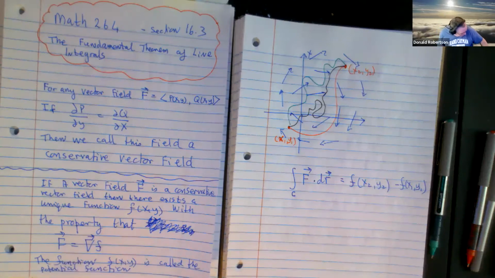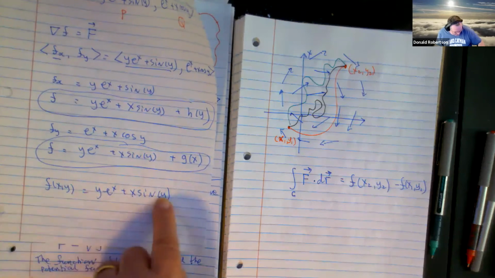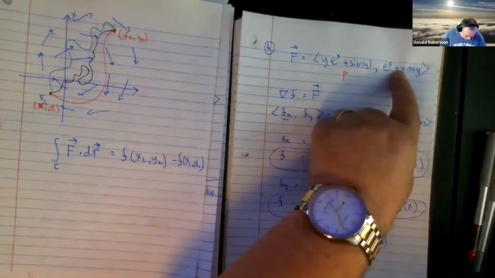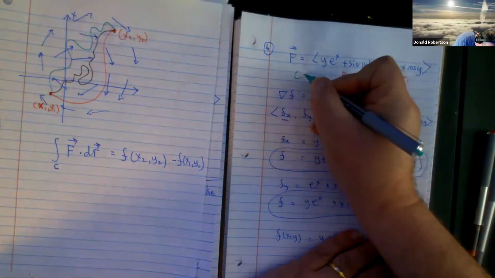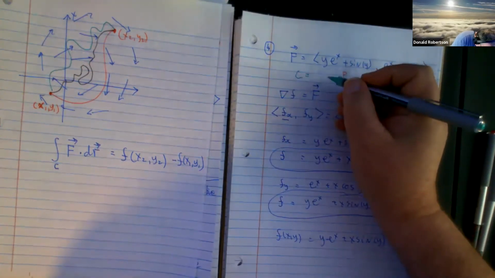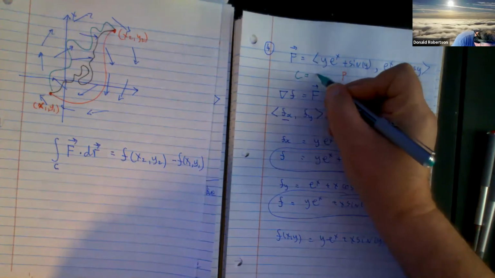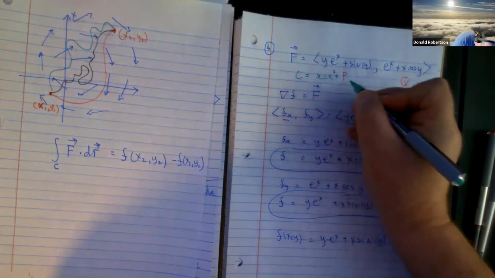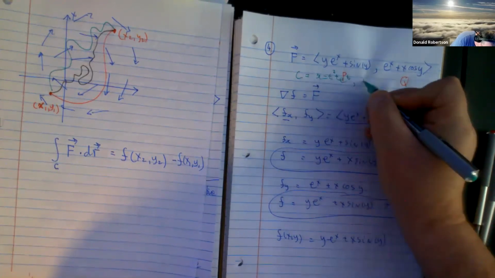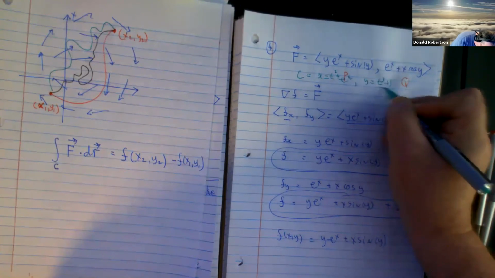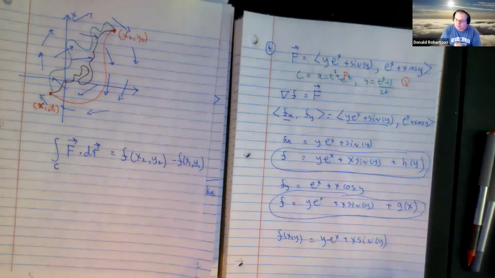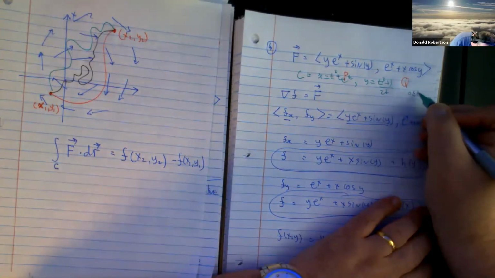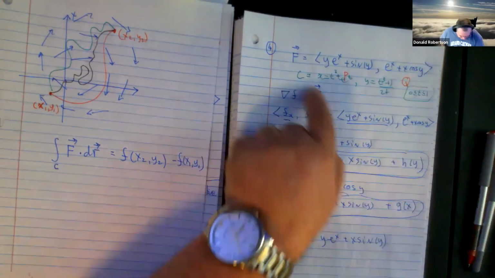So when we find these potential functions, in fact, let me use this one as an example. Suppose I had this function and I told you that C was, I don't know, x equals t squared plus e to the t, and that y was t cubed plus 1 over 2t, right? And I told you it started at t equals 0 and it finished at t equals 1. So imagine we had that guy.